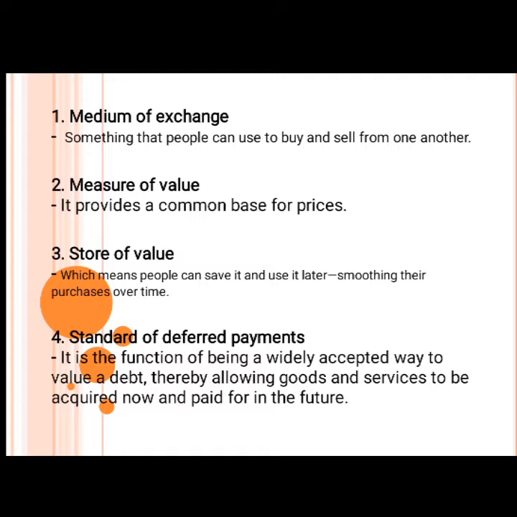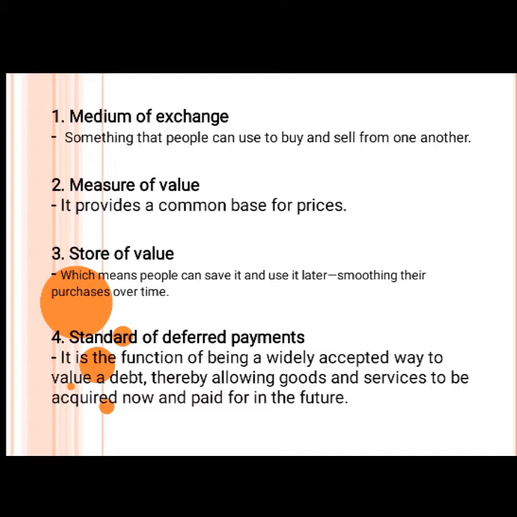Third, store of value, which means people can save it and use it later, smoothing their purchases over time. A man who wants to store his wealth in some convenient form will find money admirably suitable for the purpose. So it acts as a store of value. So suppose the wealth of a man consists of thousands of cattle. He cannot preserve his wealth in the form of cattle. But if there is money, he can sell his cattle, get the money for that, and can store his wealth in the form of money.